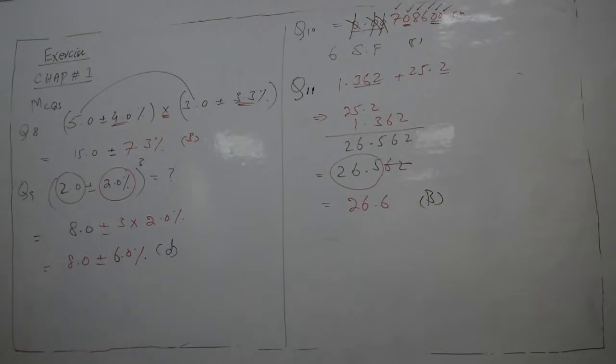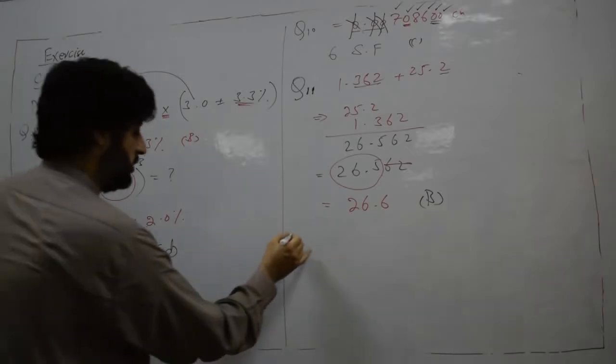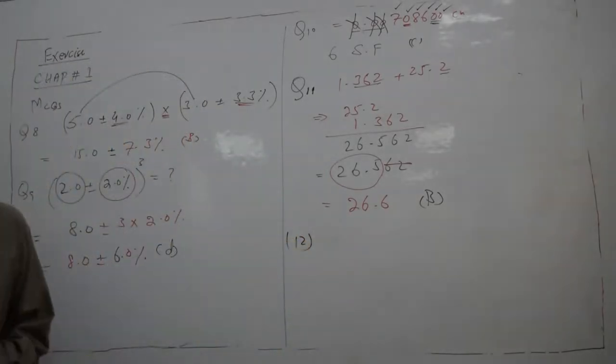Now come towards MCQ number 12. MCQ number 12 says, look at your books: compute the result to the correct significant figures of 1.513 plus 27.3.